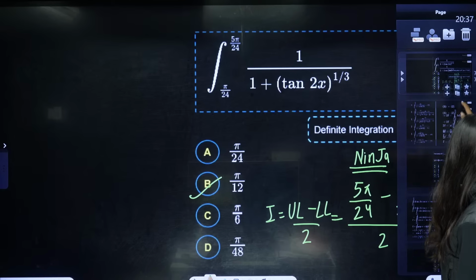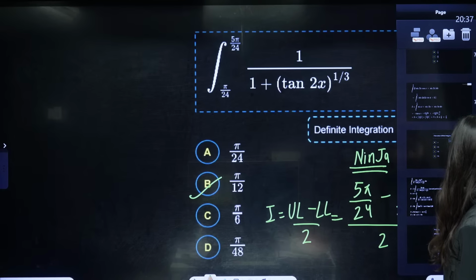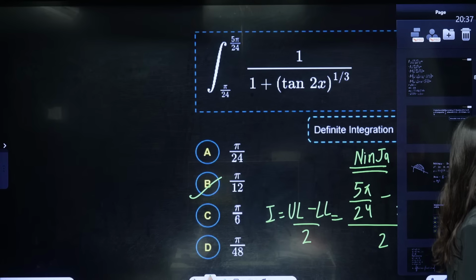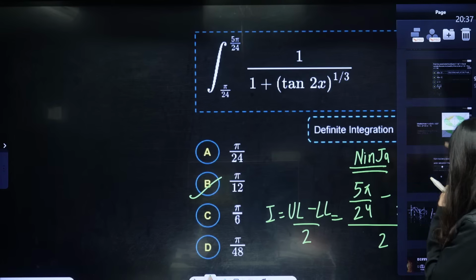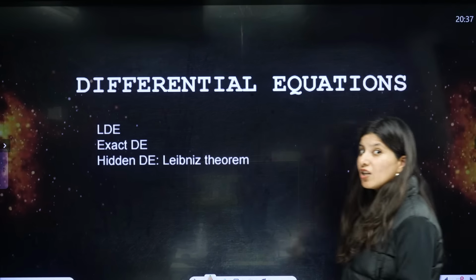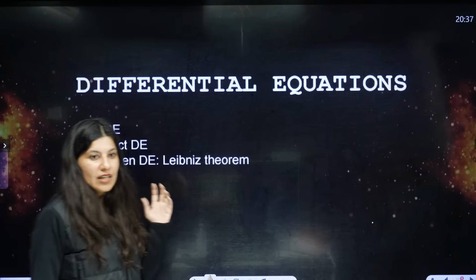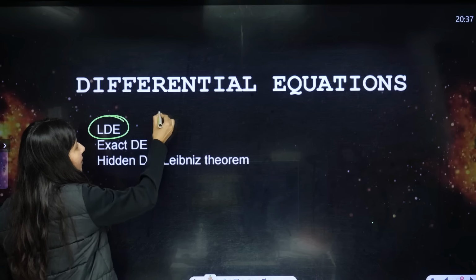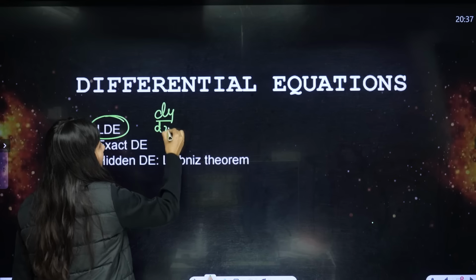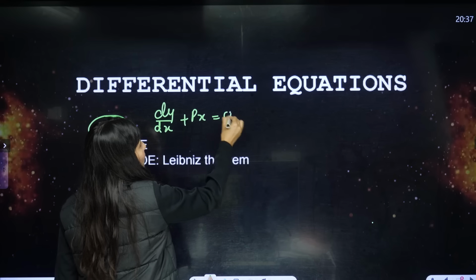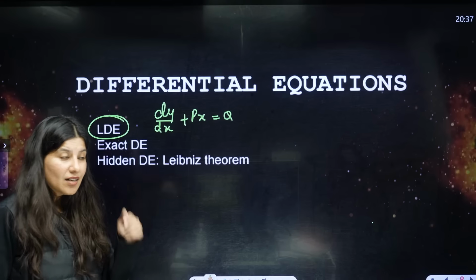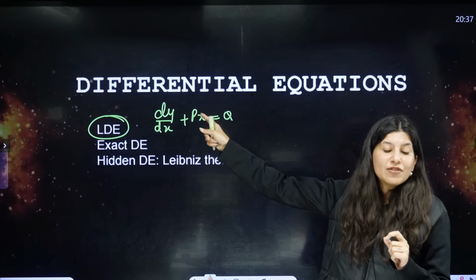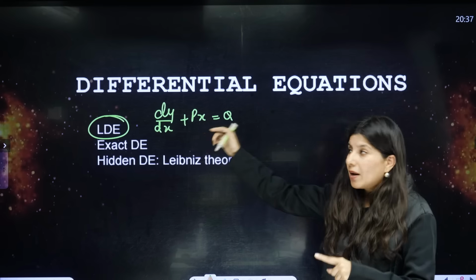Yes, let us move on to the next chapter, which is again differential equation, I guess. Next should be, yes. I cannot even tell you high weightage chapter, high weightage topics. Linear differential equation, remember, dy by dx plus Px is equals to Q. But you know what? This year, if I talk about JEE Mains 2026, only linear differential equation in y is given.